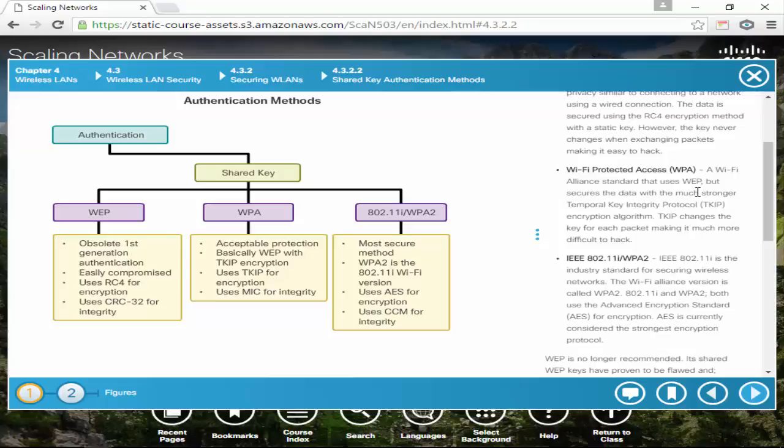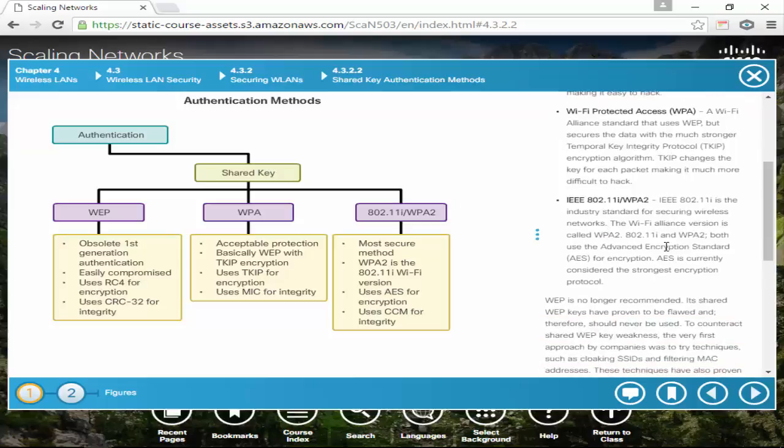WPA, Wi-Fi Protected Access. It's great. Like I said, we can use TKIP on it, which is Temporal Key Integrity Protocol. Pretty strong algorithm, but an even better one is AES, which is Advanced Encryption Standard. We can use it for other things besides this, but it's stronger.